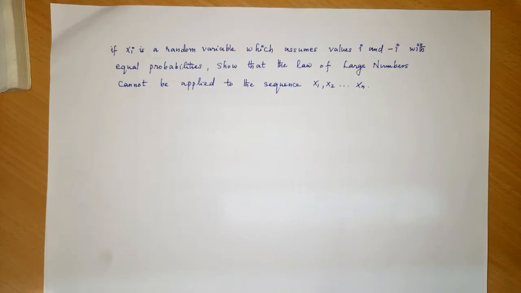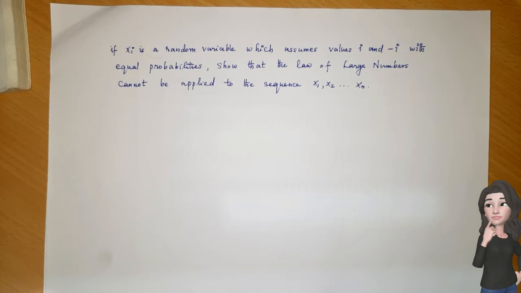Here is a question to show whether the weak law of large numbers holds. So the question is like this: if Xi is a random variable which assumes values i and minus i with equal probabilities, show that the weak law of large numbers cannot be applied to the sequence X1, X2, etc., Xn.